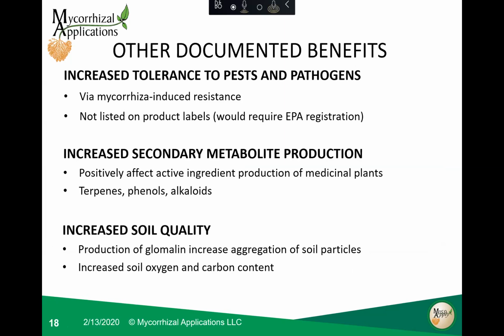So I wanted to go through some other documented benefits. We don't ever want to classify mycorrhizae as an insecticide or an herbicide or anything like that. But essentially what it does is it increases the plant's health. So when you increase the plant health, plants are going to be able to tolerate pests and pathogens a lot easier. It's also going to increase soil quality. So when you look at soils, especially for landscapers and people that are planting and don't want to do tilling anymore, this increased soil quality is basically through the production of glomalin, and that glomalin over time will increase the soil's organic matter and make it a more healthy and viable soil.